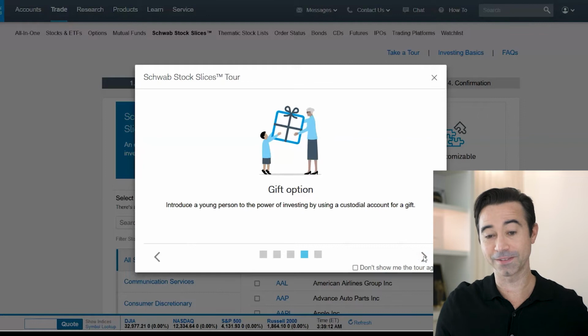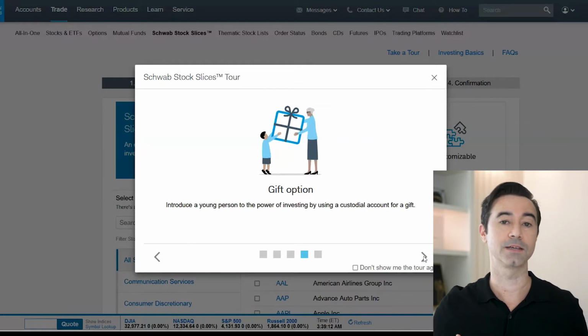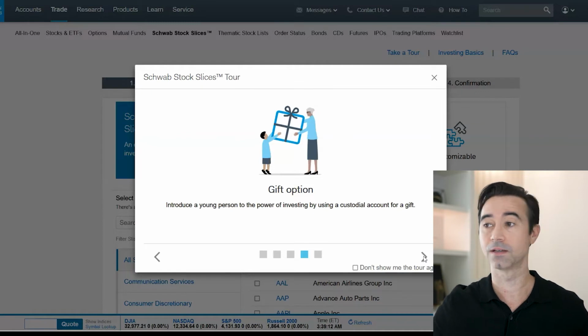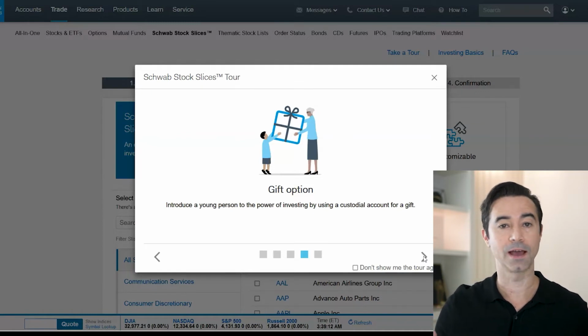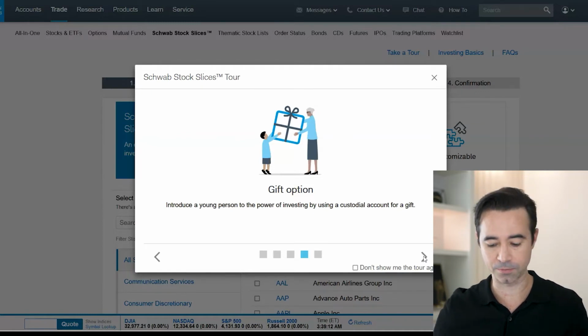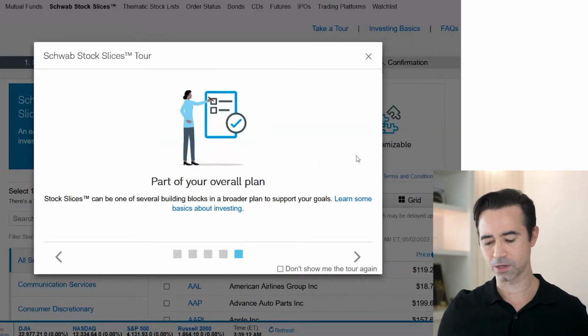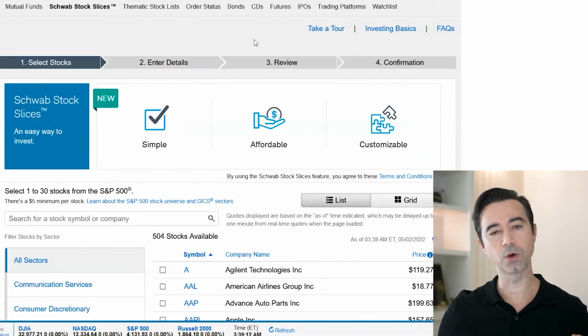You can also apparently gift this as a custodial account for someone. So if you want to buy a stock for a child or something like that, I believe that you can go ahead and gift them using these. And that's about it here. So I'm going to go in here and I'm going to purchase some stock slices.